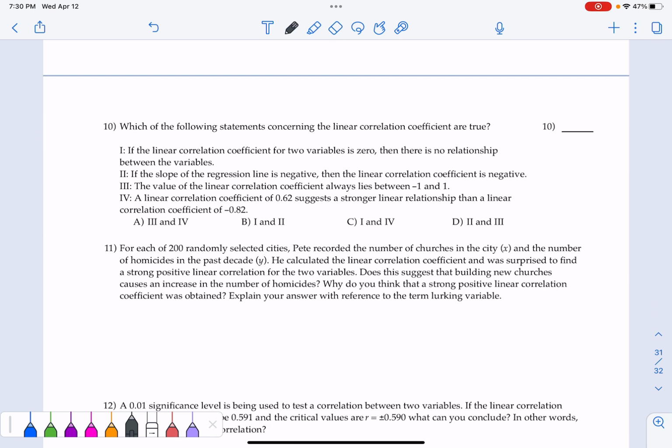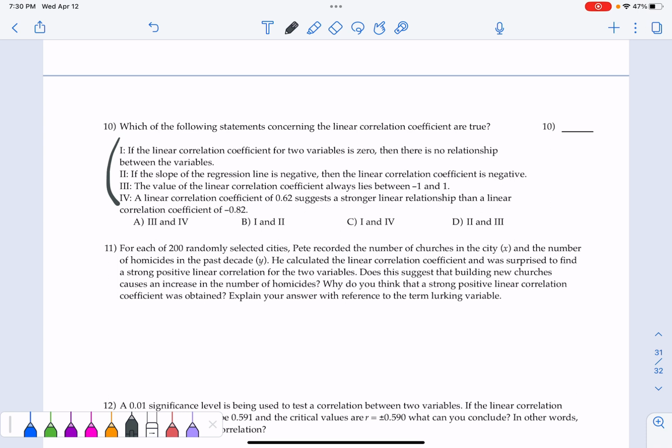Here we go. Number 10, which of the following statements concerning the linear correlation coefficient are true? They give us 4 scenarios right here, and we'll go through each one. Our choices are A, B, C, and D, and it looks like 2 out of the 4 are true. So is it number 3 and number 4 that are true? Is it number 1 and number 2 that are true? I don't know. We're going to find out.